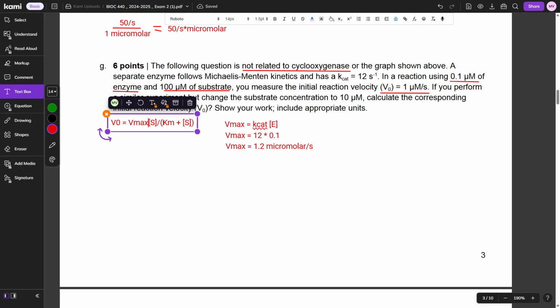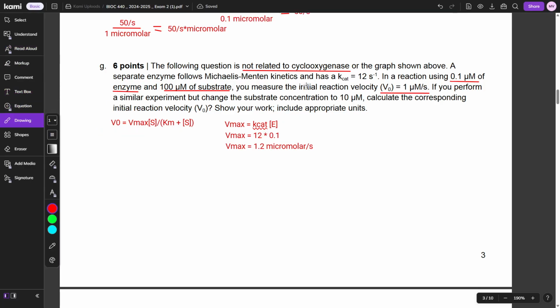Now, the only thing that we're missing is our Km. We don't know what our Km is, and we're trying to figure out what the velocity is at 10 micromolar. We have our Vmax. We are given a new substrate, but we're going to use the old substrate to calculate the Km. So we know our V naught of the 100 micromolar substrate, and we don't know the Km. We do know the substrate because we're using this 100 micromolar one. So we're just going to plug values in and solve.